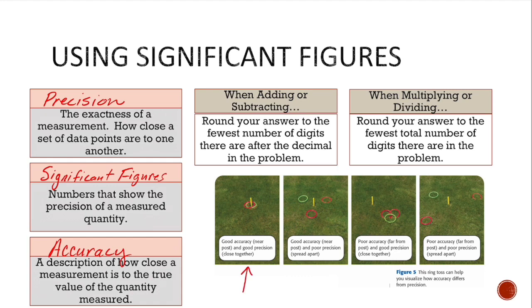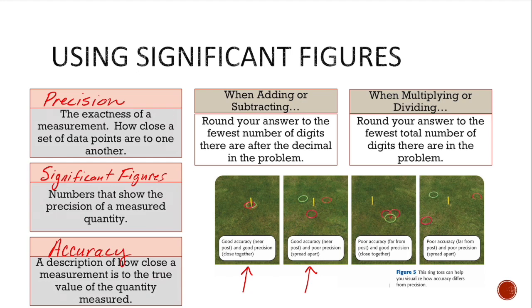In the first one that we have right here, this indicates good accuracy and good precision. The reason being is our accuracy is good because the target value, or the post, we've got all the rings around it. We say that this is precise because not only are the rings around the post, they are also very close to one another. Let's look at the second one right here. This indicates good accuracy because we've got the rings fairly close to the target, which is the post, but poor precision because our data points, or in this case the rings, are spread far apart from one another.